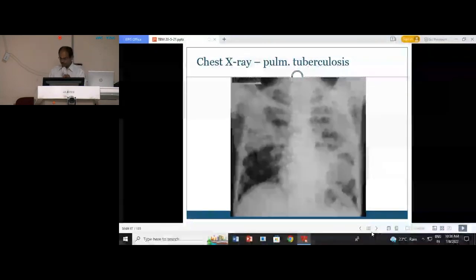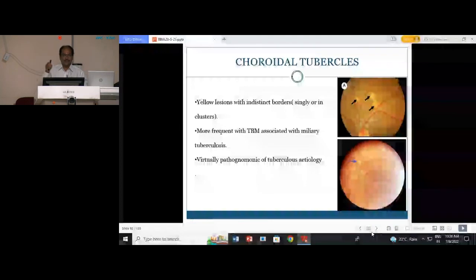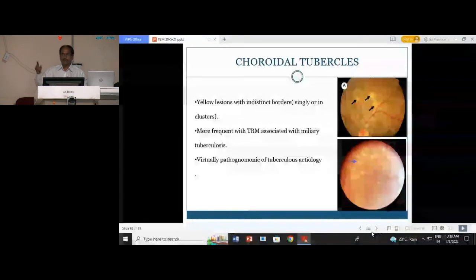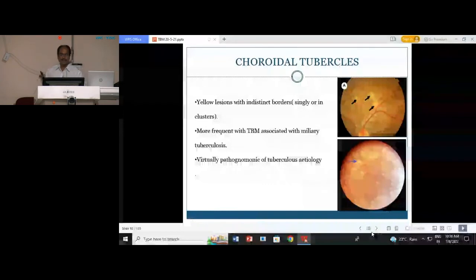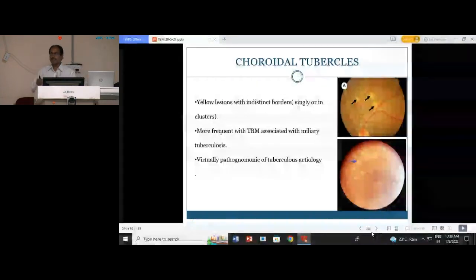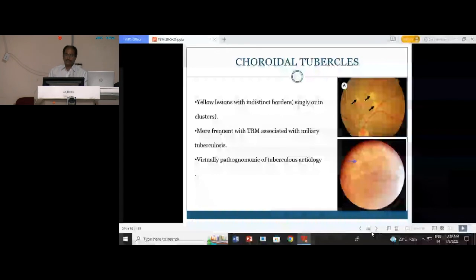You just take the chest X-ray. Choroidal tuberculosis: always refer to an ophthalmologist. The yellow lesions with indistinct borders, singly or in clusters, are very important features you can see with the ophthalmoscope. More frequent in TBM with miliary tuberculosis, and they're visually pathognomonic of tuberculosis etiology. Once you see these yellow lesions of choroidal tuberculosis, that is pathognomonic of tuberculosis etiology.